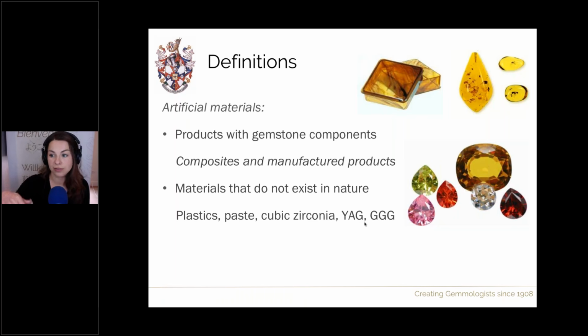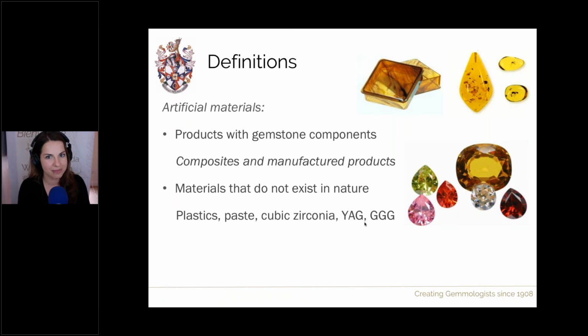And if not, or as well as, we can also do gemological tests, where we will have a unique set of gemological test results that will then point to an identification. So identifying most artificial materials is not too much of a challenge for the gemologist. It's really the main point of our job to know what gems are what.